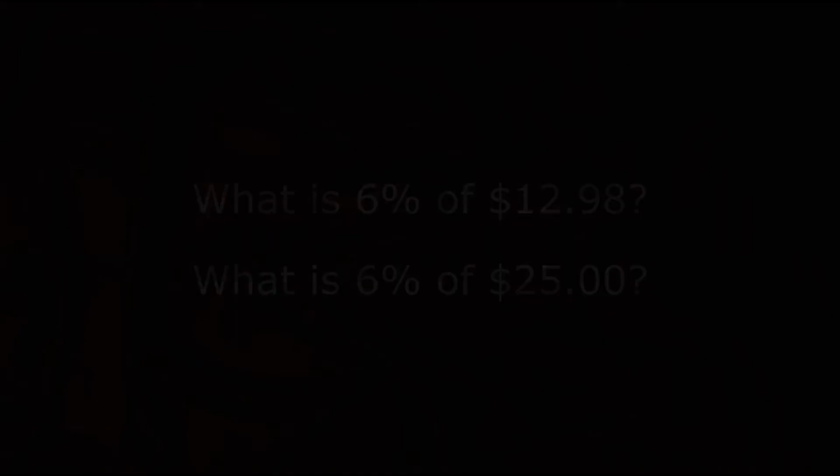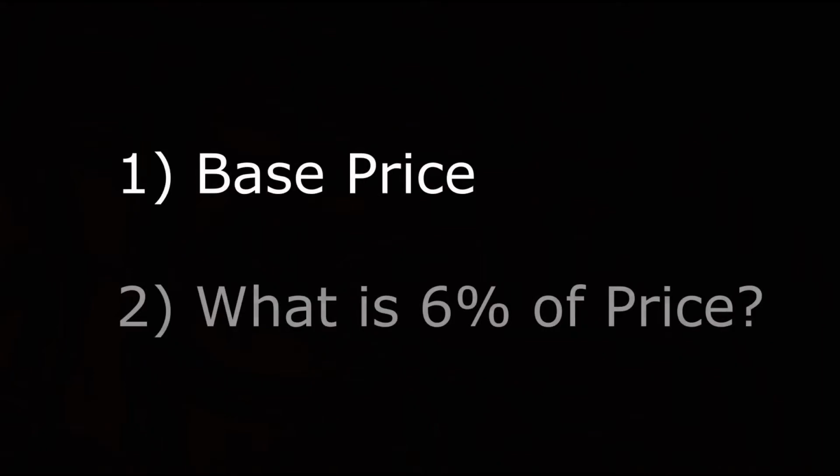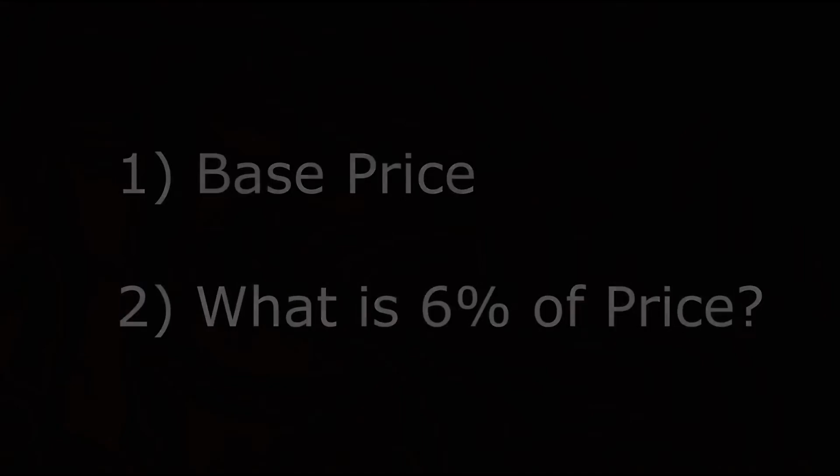So, in our purchasing example, we have 2 values that can change, namely, the price, and the answer to our question, which is, what is 6% of our base price? These changeable values are called variables. The sales tax of 6% is a fixed value, so we don't have to assign a variable label to it.